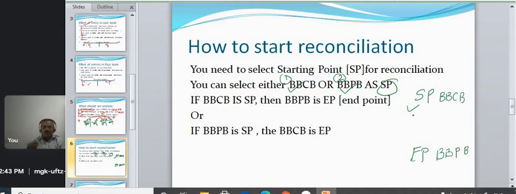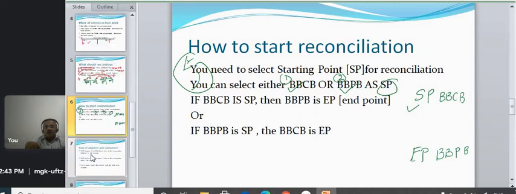So I got an idea. First analyze in which book it was made. Second point, you have to analyze on which side of the cash book or the passbook it was made. Then you have to understand what is the effect on the bank balance. Bank balance goes up or comes down. Then you have to memorize the diagram of increase or decrease. After that, the fifth point is you have to select the starting point, either BBCB or BBPB. Now, after selecting the starting point, then we have a rule.